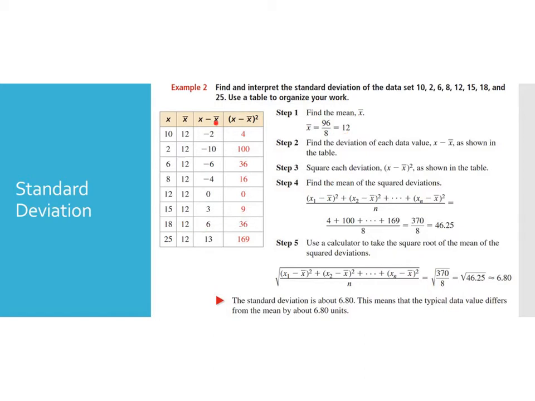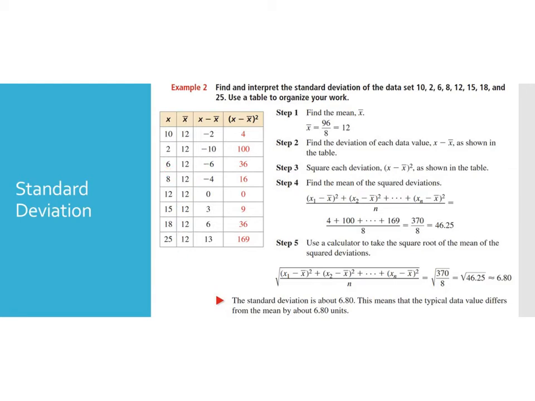So if you want to organize your work into a table, here's our original 8 numbers, and then our mean is 12. The next thing you're going to do is x minus x bar, where x are your original 8 numbers and x bar is your mean. So 10 minus 12, we get negative 2. 2 minus 12, we get negative 10. 6 minus 12 is negative 6, etc.